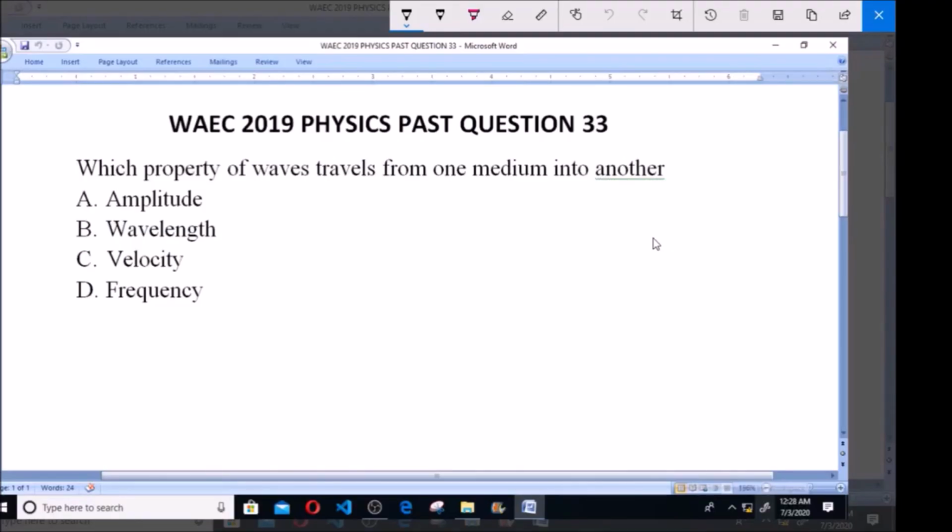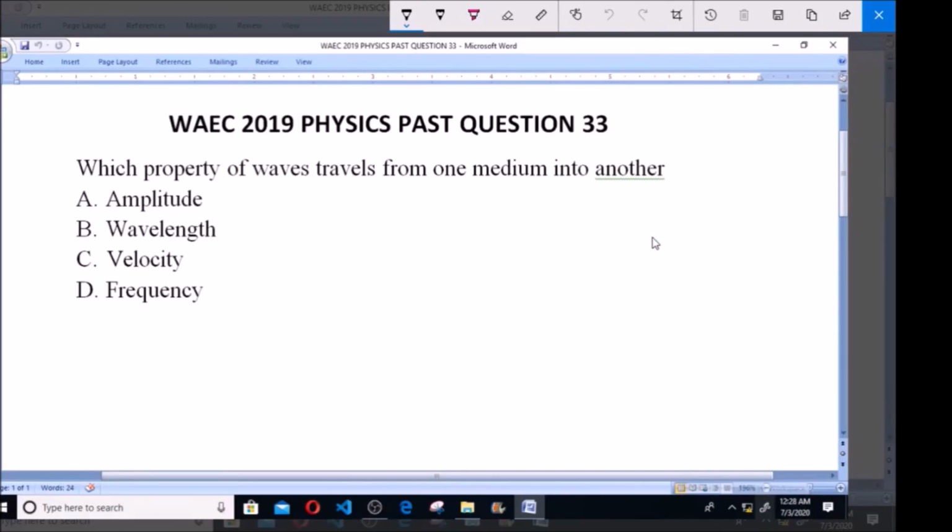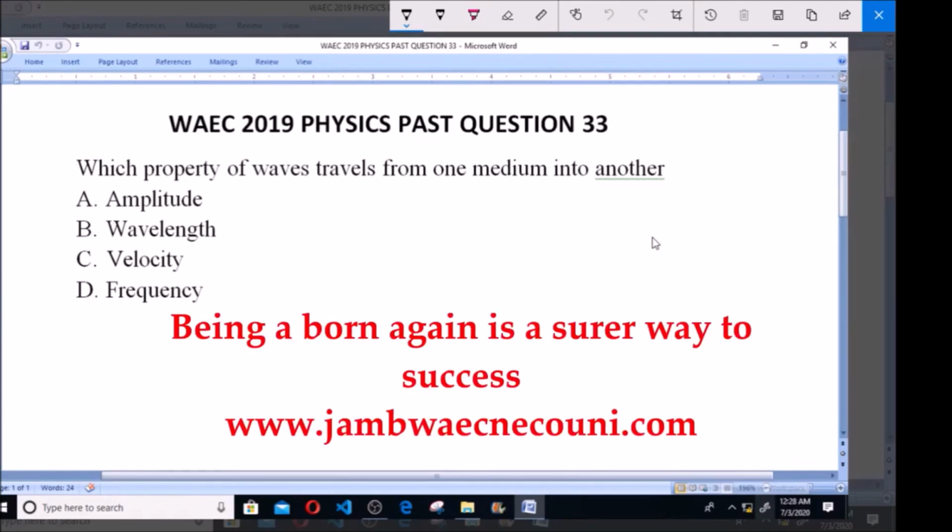Let's look at WAEC 2019 physics past question number 33. Which property of waves travels from one medium to another? Which property of wave travels from one medium to another? A, amplitude, B, wavelength, C, velocity, D, frequency.